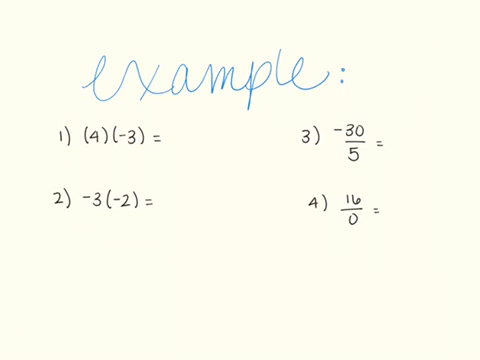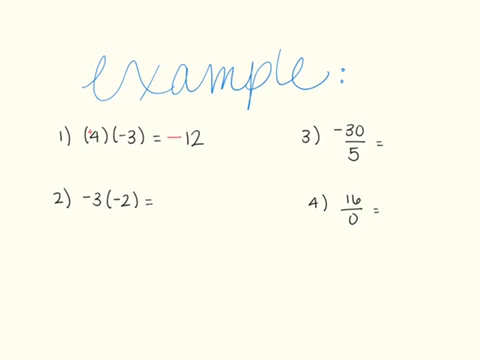You're going to multiply the numbers and keep whatever the sign is. So in the first one, I have 4 times negative 3. Because it's a positive number multiplied by a negative number, my answer is going to be negative, and then 4 times 3 gives me 12. So my final answer will be negative 12.